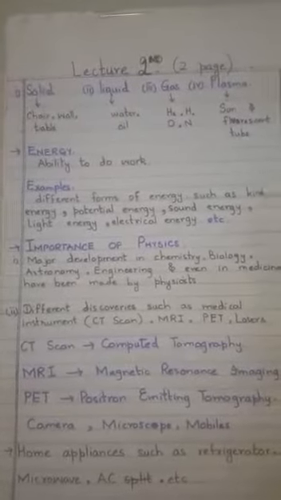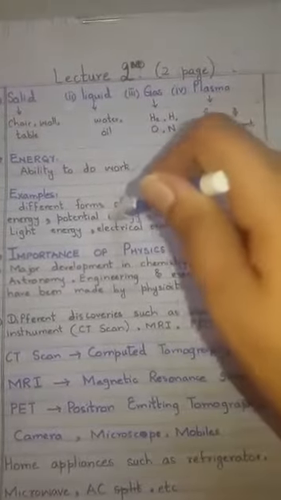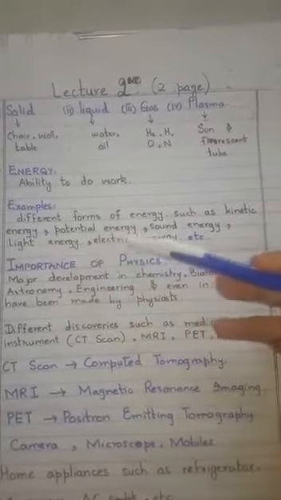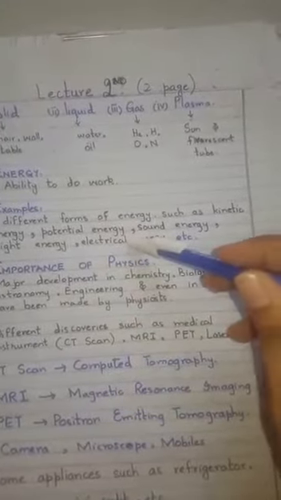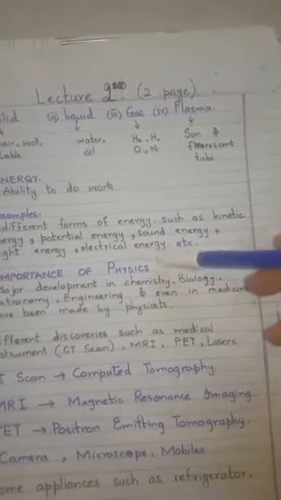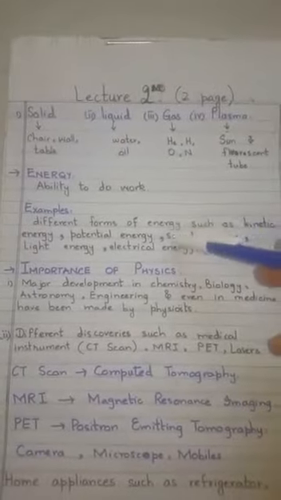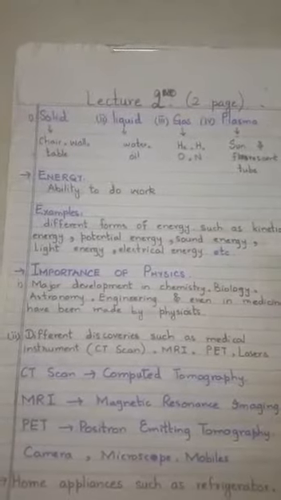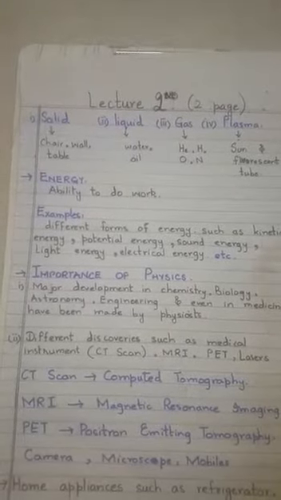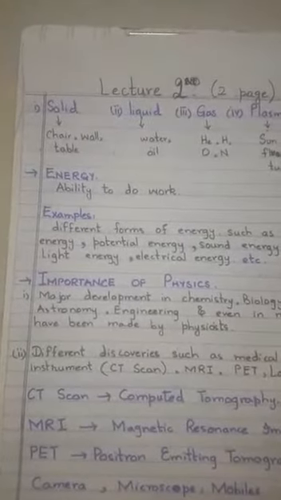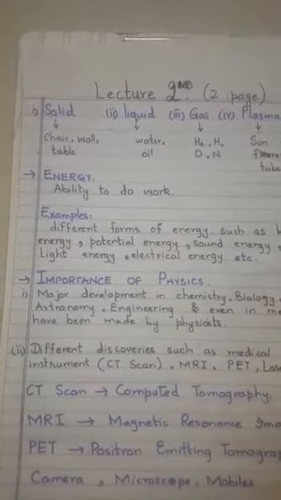Such as kinetic energy, potential energy, sound energy, light energy, electrical energy, solar energy, hydroelectrical energy, wind energy, tidal energy. These are the different forms of energy. Inshallah, these different forms of energy we will discuss in chapter number 6, work and energy. But here I will give you only a brief introduction of kinetic energy, potential energy, sound, light and electrical energy.